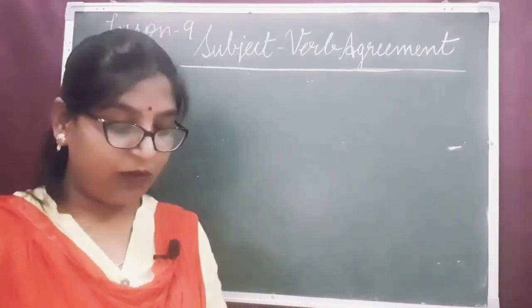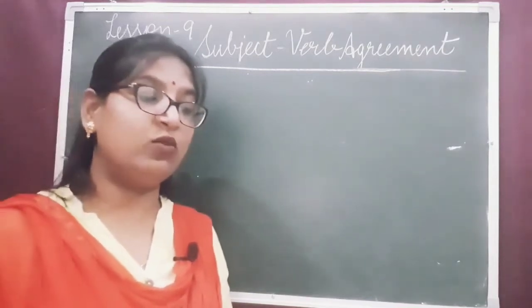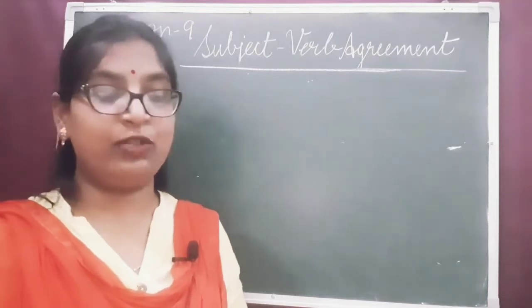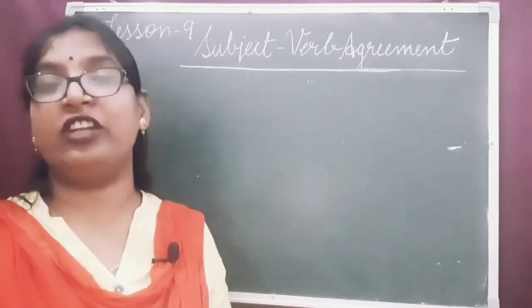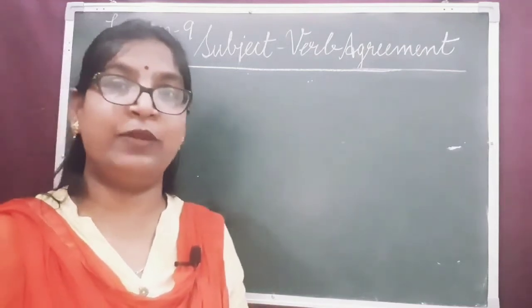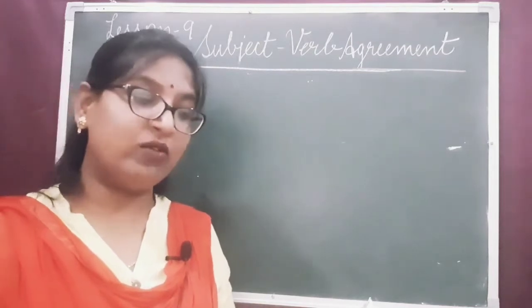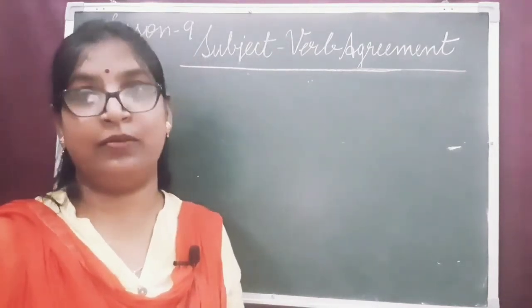Dear children, come on page number 70. Again we can see some important points about the subject verb agreement. There must be an agreement between the verb and the subject in terms of number and person. Already I explained to you what is number and what is person. If the subject is singular in number, the verb should also be singular in number.